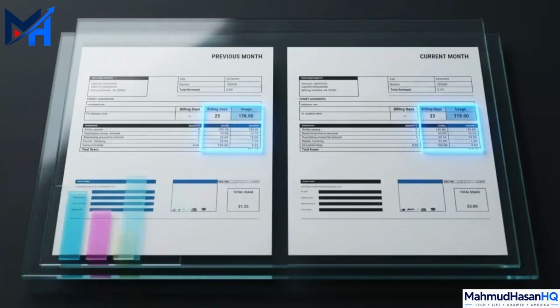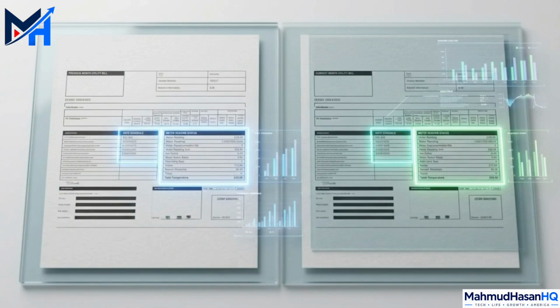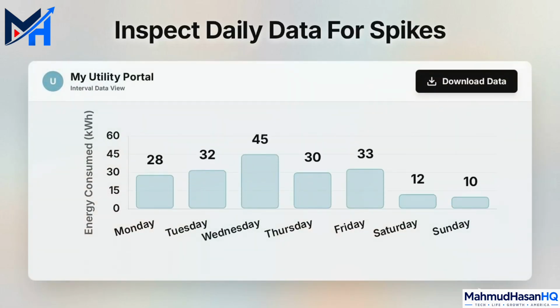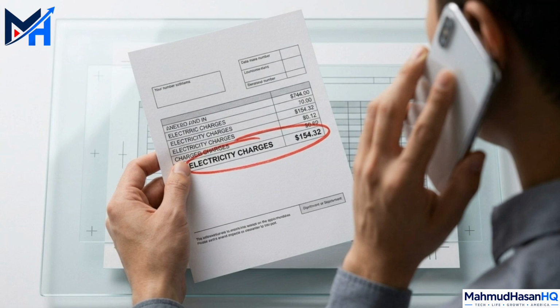Phase 3 is reconciliation. As this graphic highlights, you need to explicitly cross-check the days, the usage, the rate, and the reading status on your current bill against those exact same fields on your previous month's bill. If the numbers still don't reconcile, pull up your daily interval data on your utilities website. With that specific data in hand, call the provider and ask them to explain the exact line item that doesn't match.